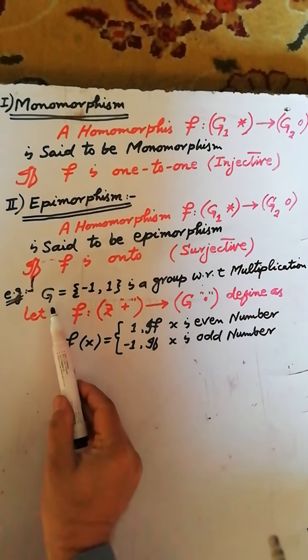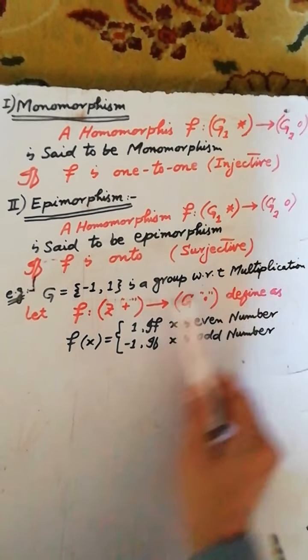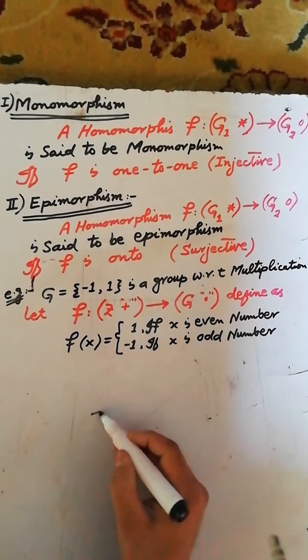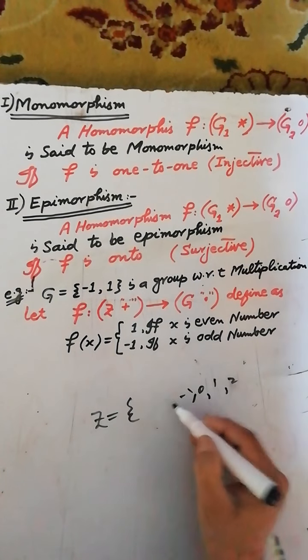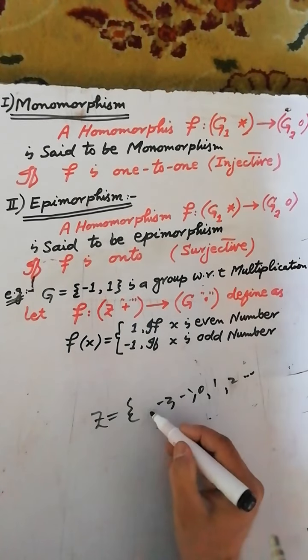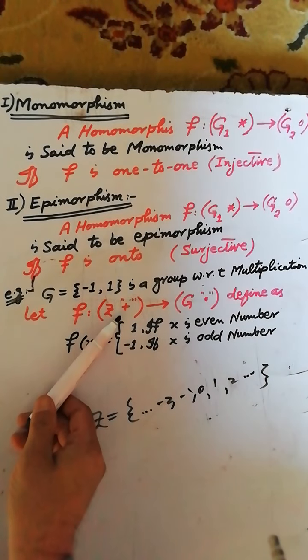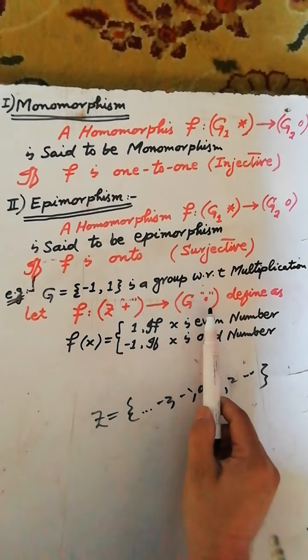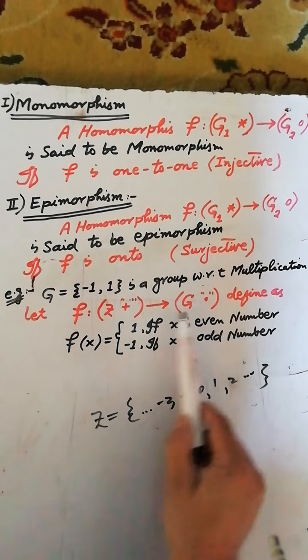For example, the set G containing the elements 1 and minus 1 is a group with respect to multiplication. Let f be a function from Z plus, where Z is the set of all integers and is a group with respect to ordinary addition, to the group G, which is a group with respect to multiplication.